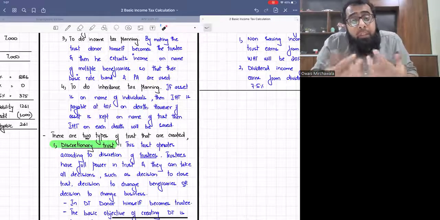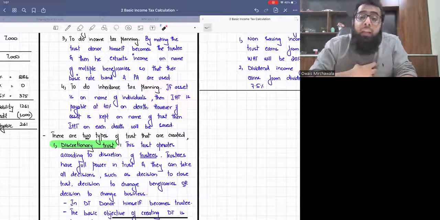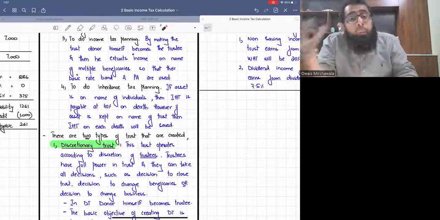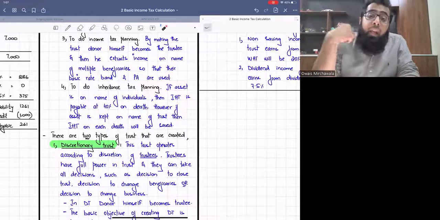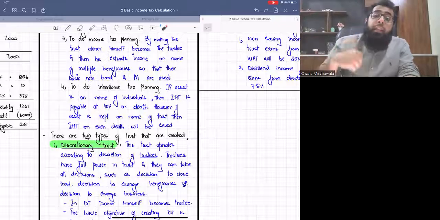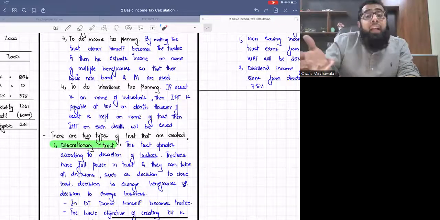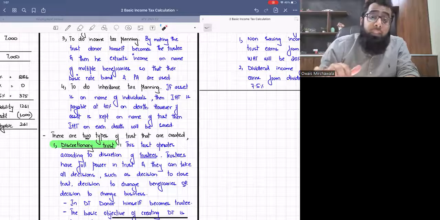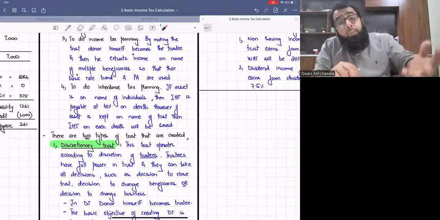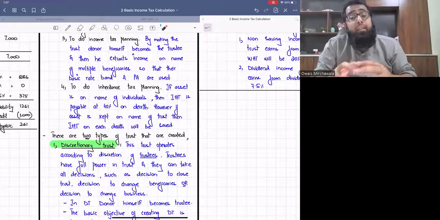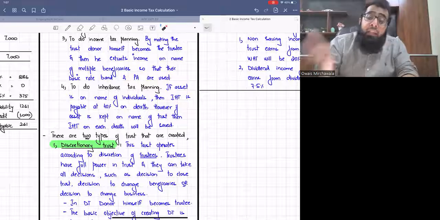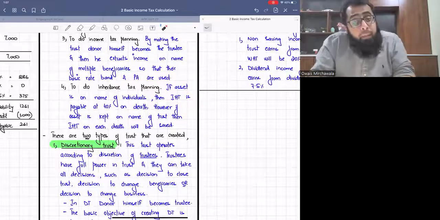For example, if the business is in my name and I die, there will be IHT. If a property is in my name and I die, there will be IHT. Then that property passes on to my family member. When he dies, there is again IHT. And then when the subsequent family member dies, again IHT. On every death, there is inheritance tax payable.